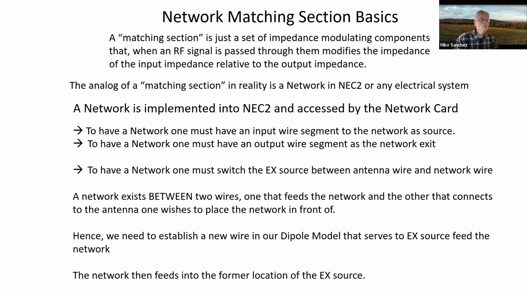So we need to establish a new wire in our dipole model that serves to EX source feed the network card when we want it in use, okay? So this little wire is the equivalent of our switch in our shack or wherever your switch might be. The network then feeds into the former location of the EX source, okay?